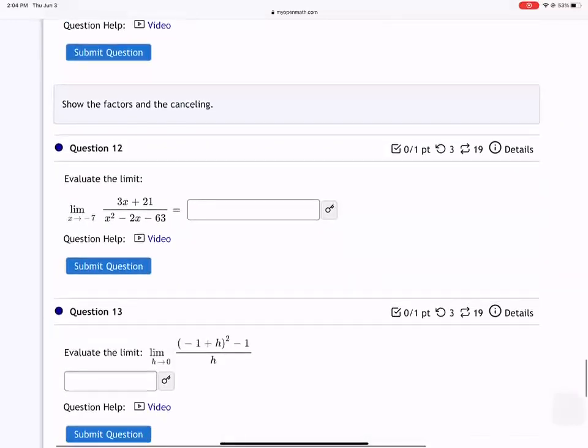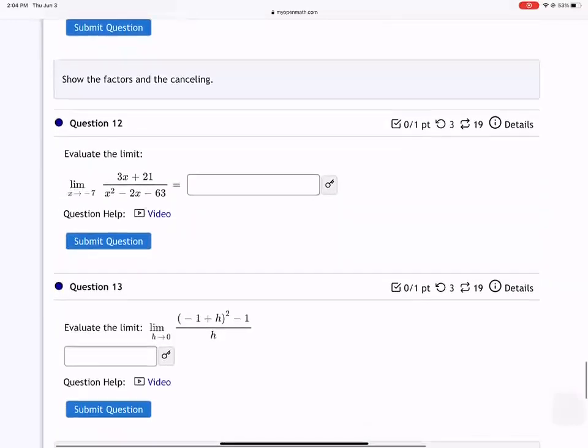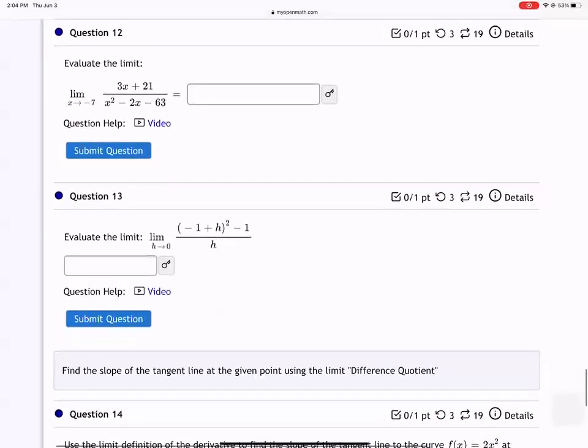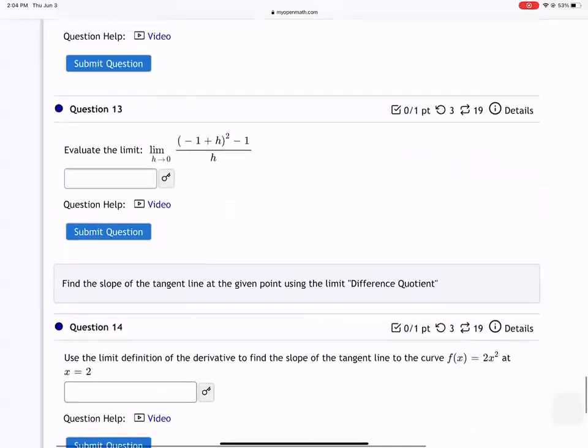Number 12, very similar to that, except when you factor, you're going to realize it's a 0 over 0. When we plug in negative 7, in this case, we're still going to end up with 0 over 0. Factor it, and you'll see that a common factor divides out. Now, number 13, again, we're finding the limit.